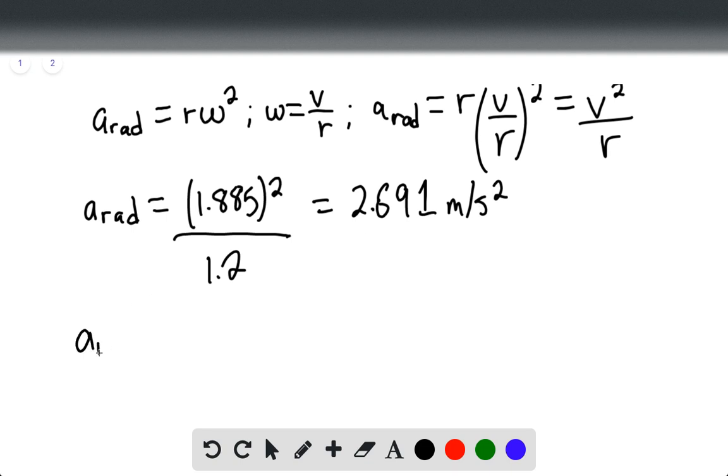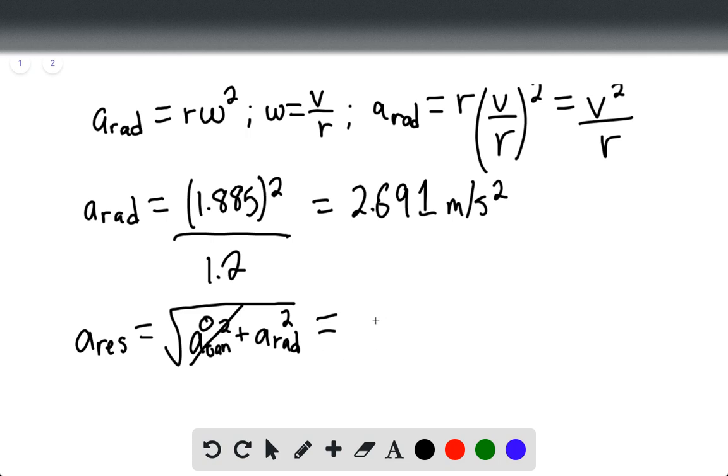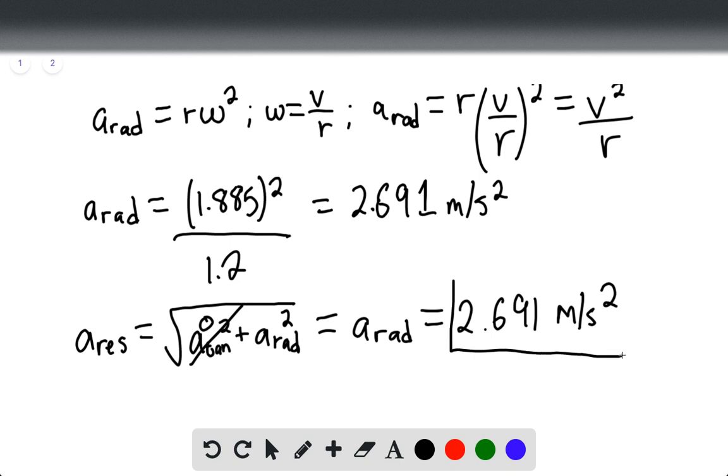Now, the resultant acceleration equals the square root of the tangential acceleration squared plus the radial acceleration squared. And we know that the tangential acceleration is 0, so we can say that the resultant acceleration is going to be equal to the radial acceleration. This is again equal to 2.691 meters per second squared. So this would be the final answer for the resultant acceleration.